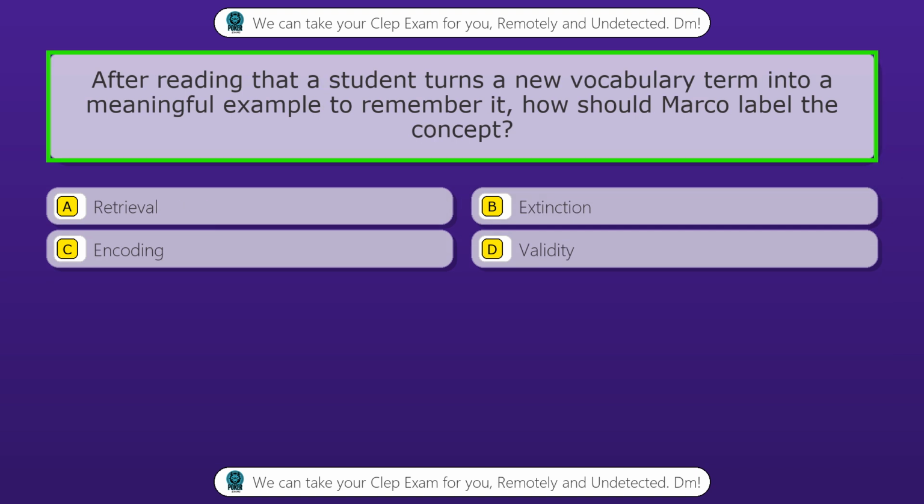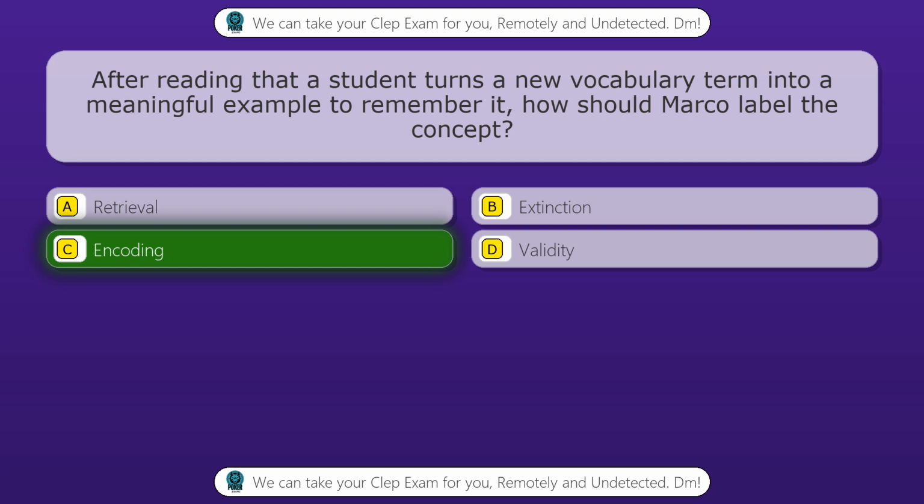Question 36. After reading that a student turns a new vocabulary term into a meaningful example to remember it, how should Marco label the concept? Option A, retrieval. Option B, extinction. Option C, encoding. Option D, validity. The correct answer is option C, encoding.